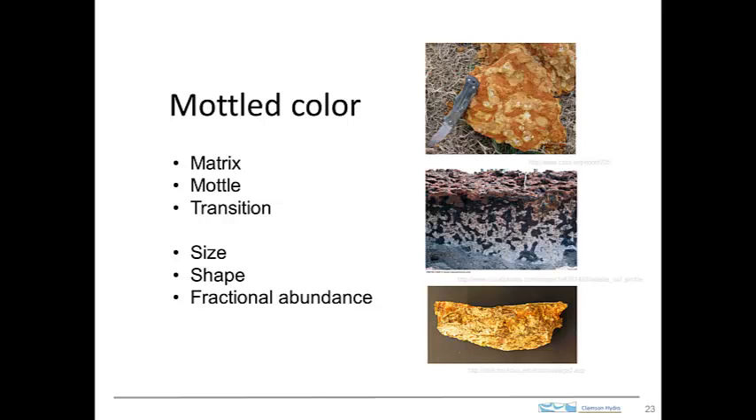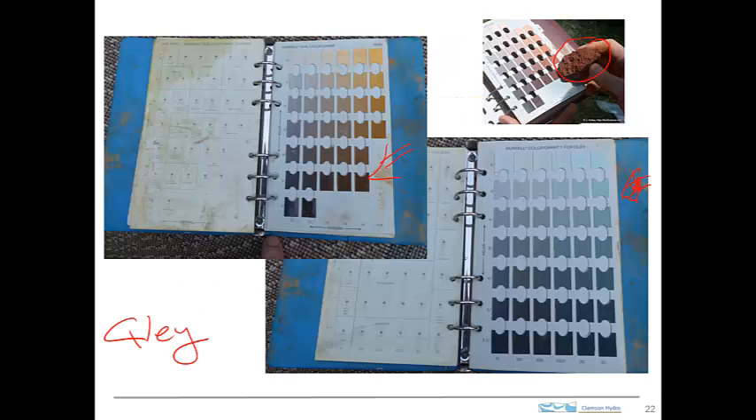In some cases there's a color that's at the center of the mottle, and there's a matrix color, and then there's a transition between the center of the mottle and the matrix. This is an example. You can see that there's this reddish color, that's the matrix, and then the center of the mottle is kind of this light whitish color, and then there's a yellow color that is kind of a transition. I guess one thing too, let me point out, let me go back here.